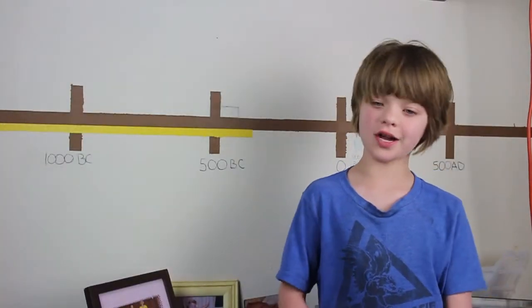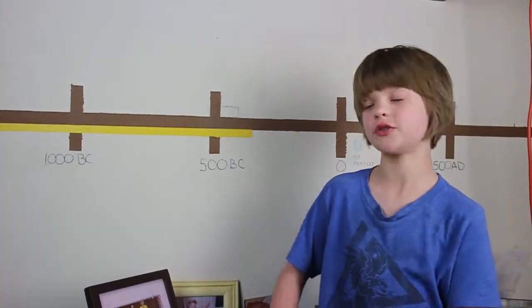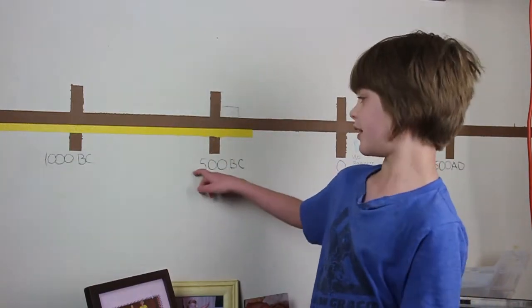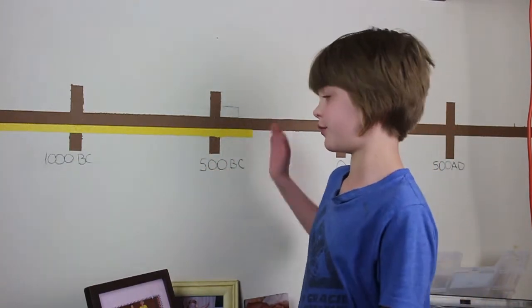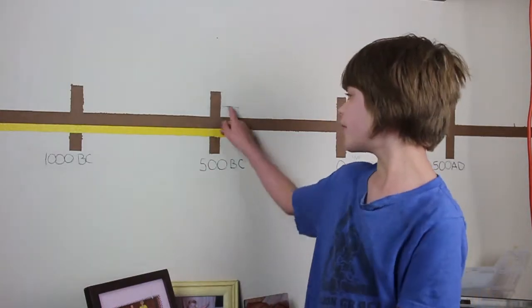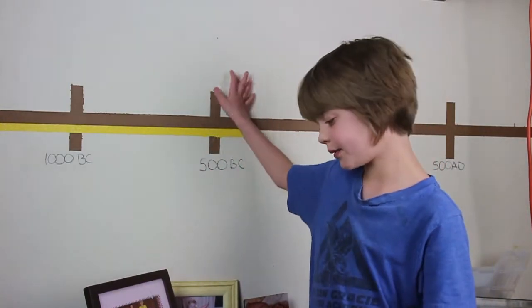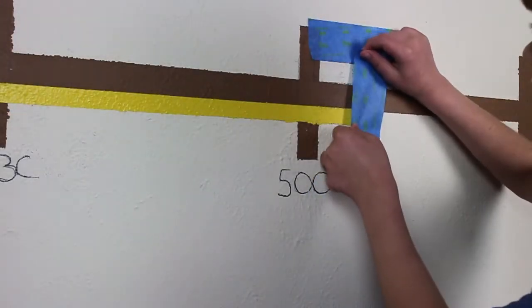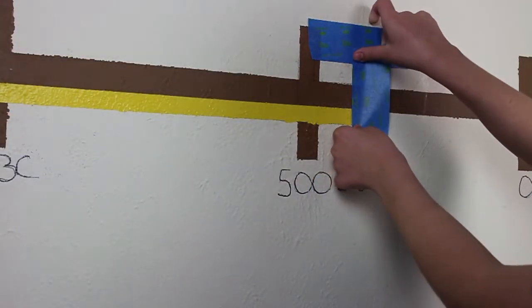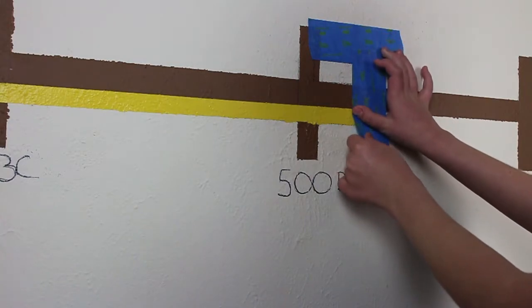So I just watched the Crash Course video on the Greco-Persian Wars. It ran from roughly 500 BC to 450 BC. So we drew a little box right here, and now we're gonna tape it up. And then we bought some Persian violet, which should tie in nicely with the colors that we already have. So yeah, let's tape it up.